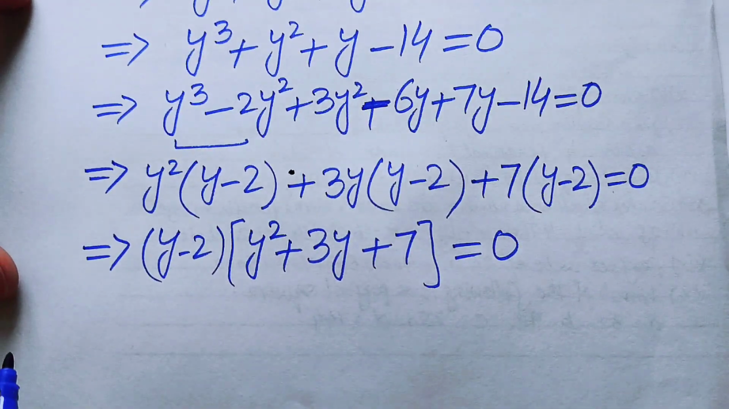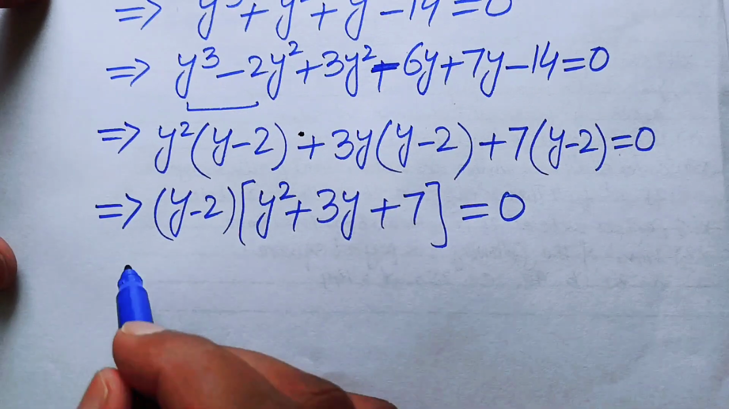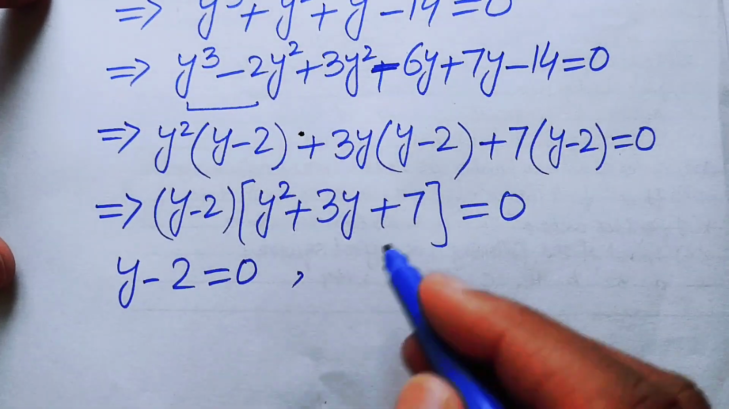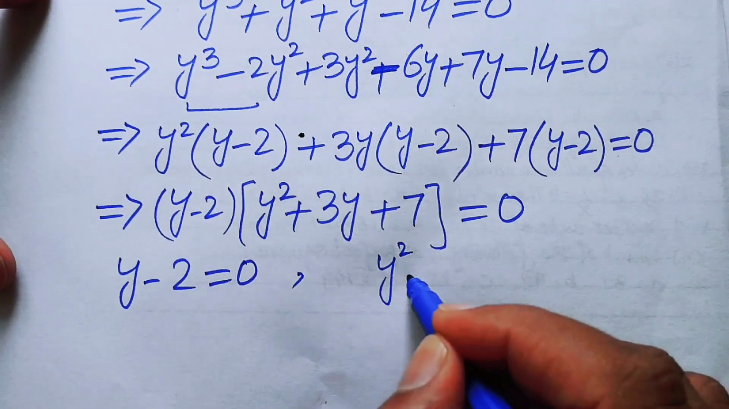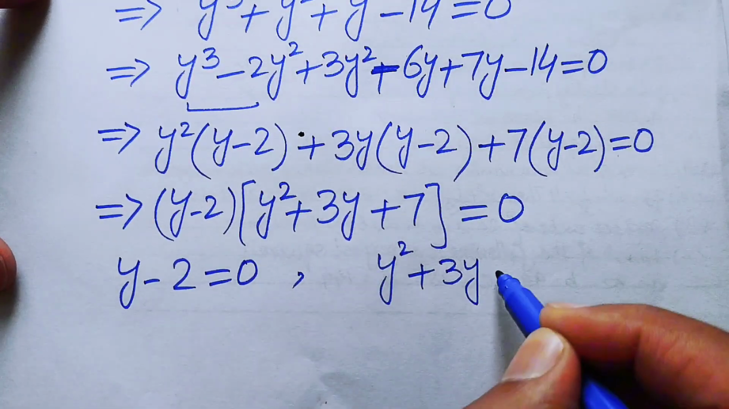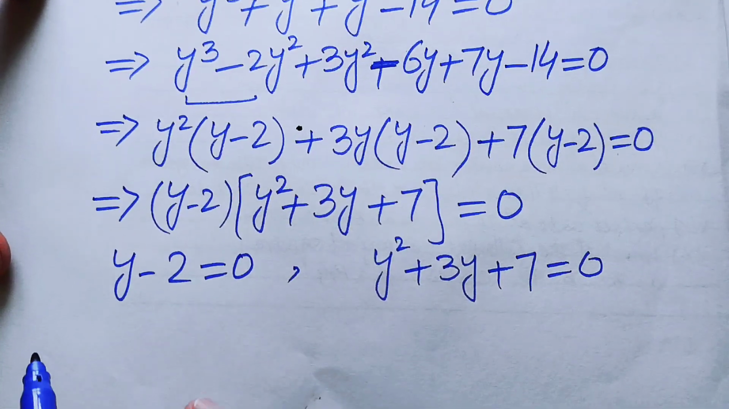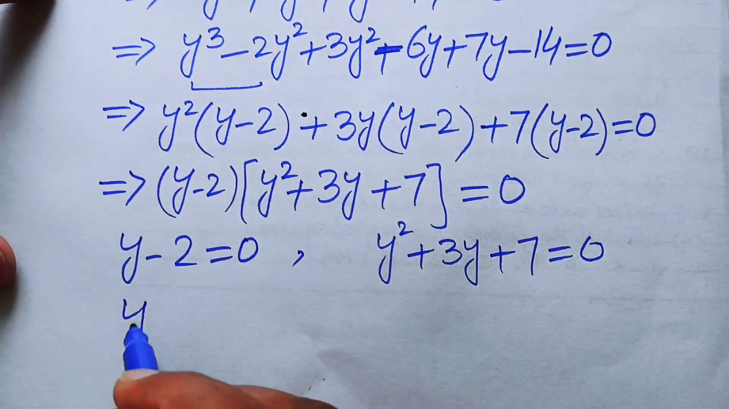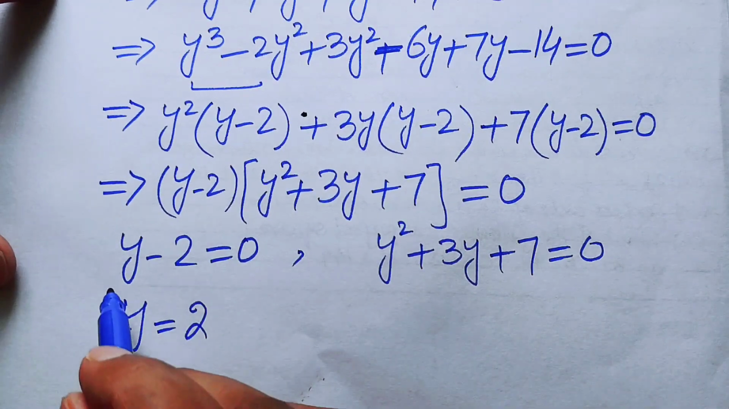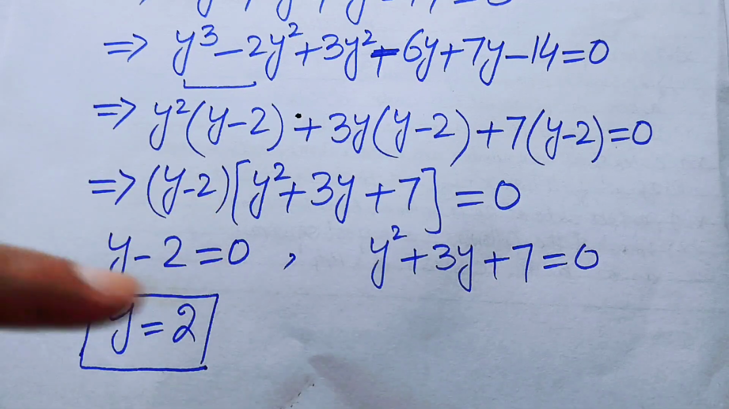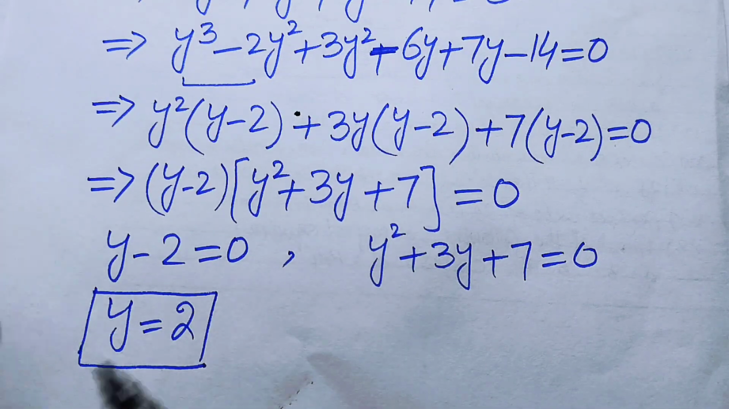So here we have two cases. The first case is we take y minus 2 is equal to 0, and the other case is we take y squared plus 3y plus 7 is equal to 0. In the first case we get the value of y is equal to 2, and similarly we will find the values of y in the second case.